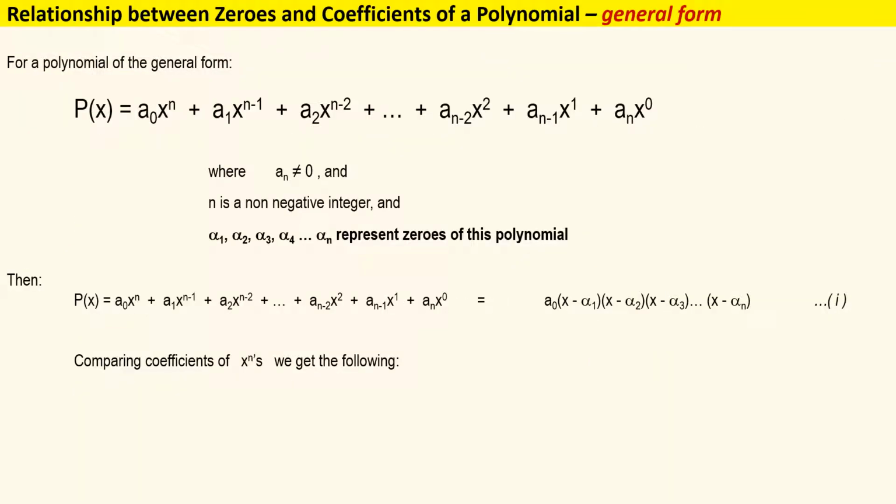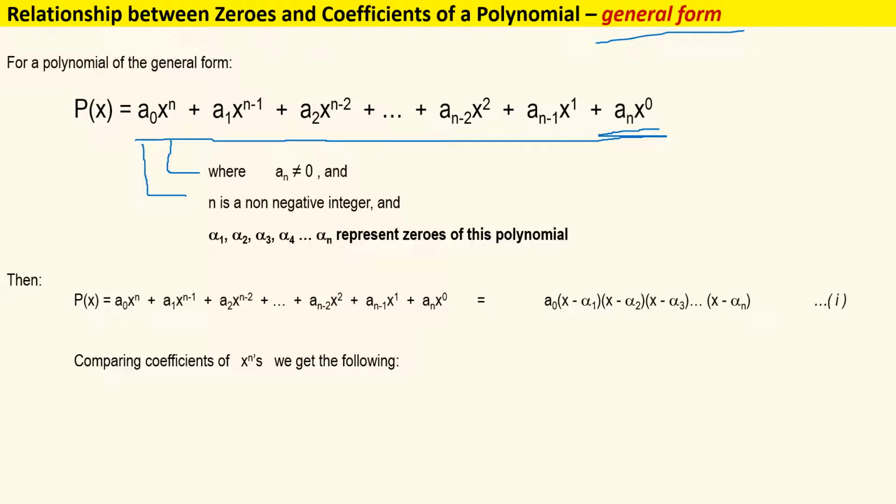Let's now move on to the general form of polynomials. We know that the general form of a polynomial is represented as a0 x raised to power n plus a1 x raised to power n minus 1 plus a2 x raised to power n minus 2 and so on up to an multiplied by x raised to power 0. In this form, a0 is not equal to 0 and n is a non-negative integer.